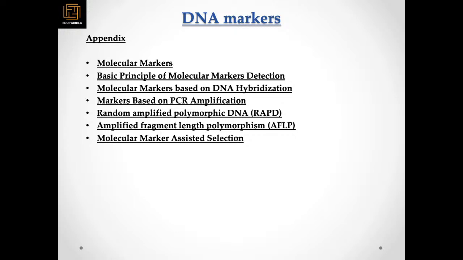Then we will discuss random amplified polymorphic DNA. Remember their full forms. Their full forms need to be remembered, quite essential from the examination point of view. Then AFLP, amplified fragment length polymorphism, and molecular marker assisted selection.